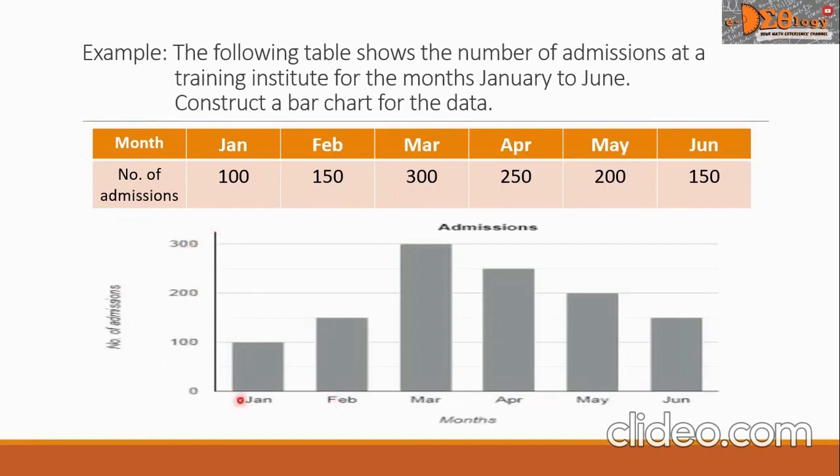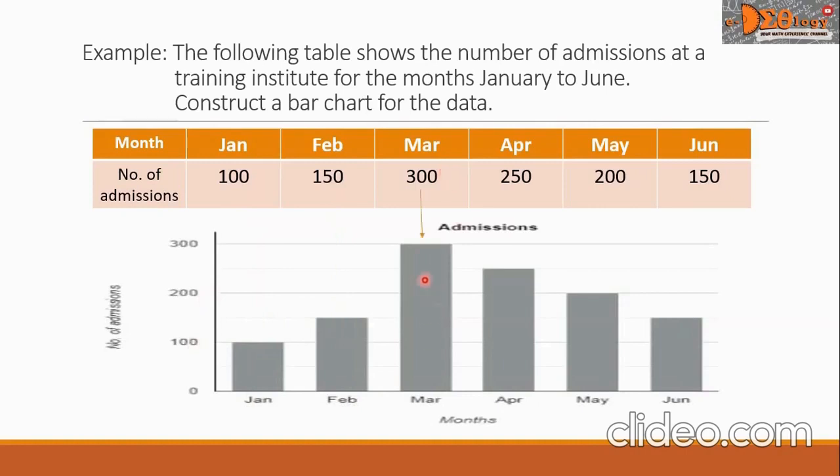Please observe that our rectangles here are of equal width, and they represent each month with the corresponding number of admissions. The first rectangle here represents the month of January, and the height of the rectangle corresponds to the number 100 with respect to the frequency. The second rectangle is for February, and the frequency is 150.